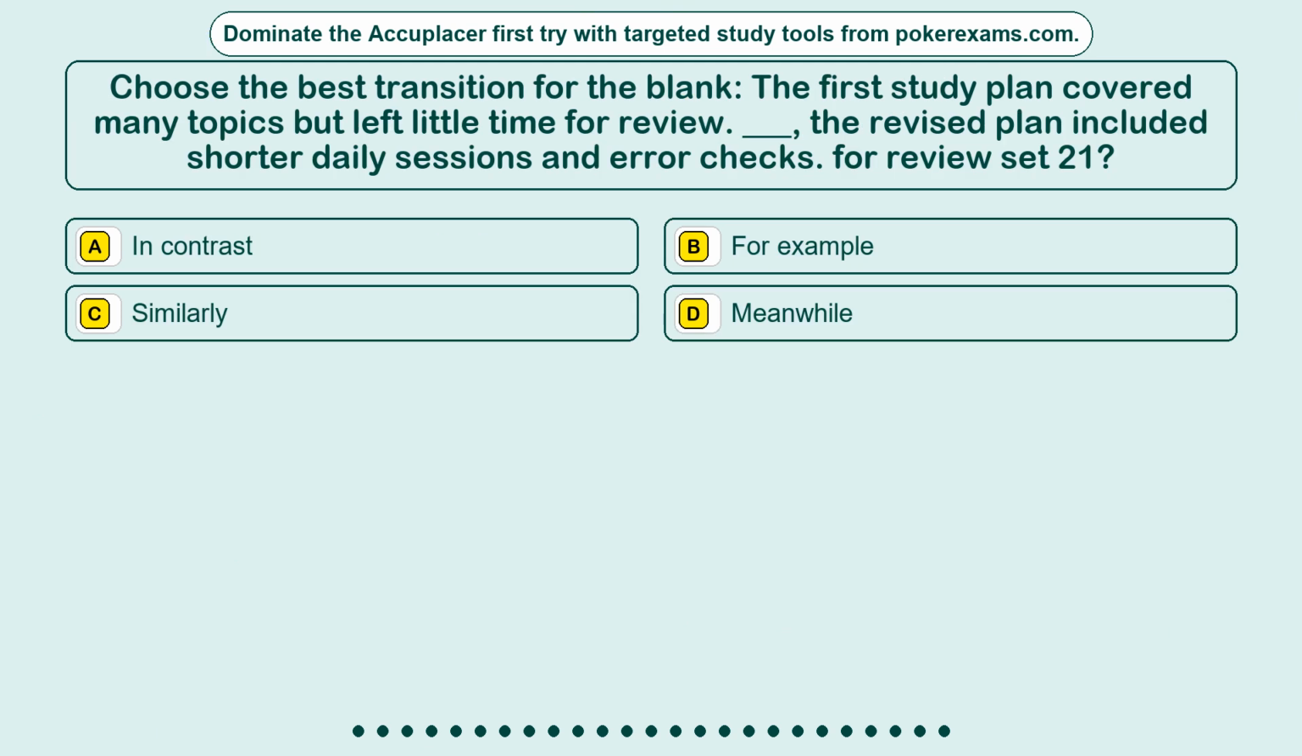Question 21. Choose the best transition for the blank. The first study plan covered many topics but left little time for review. Blank. The revised plan included shorter daily sessions and error checks. For review set 21. Option A, in contrast. Option B, for example. Option C, similarly. Option D, meanwhile.